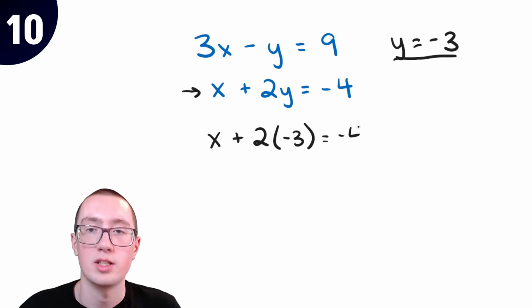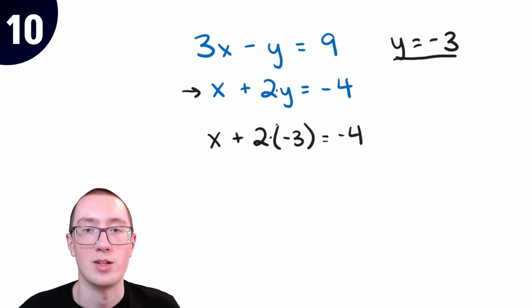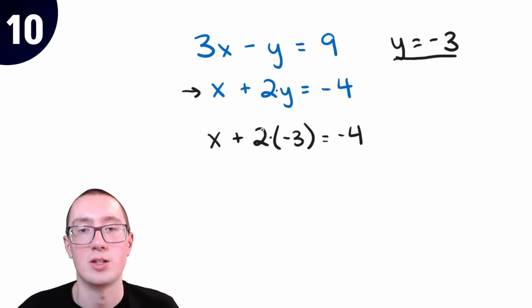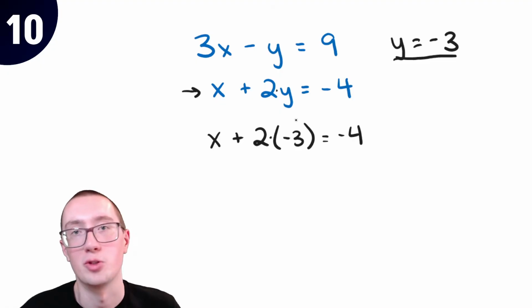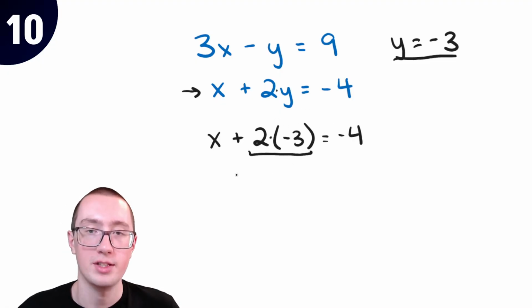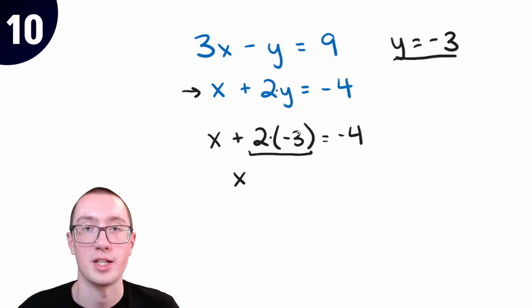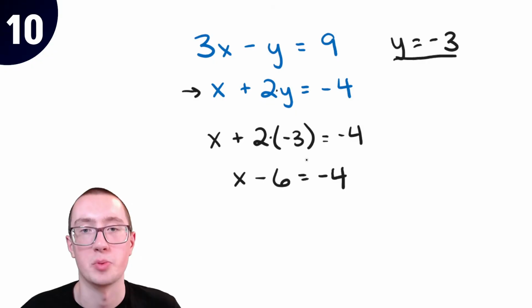And I'm putting it in parentheses because we're trying to make sure that we know that this is multiplication, because this was multiplication before. And if we didn't put this in parentheses, then it would say 2 minus 3, which is subtraction, not multiplication. So we can go ahead and simplify this, and it's 2 times negative 3, which is negative 6. And now we just have a one-step algebra problem.